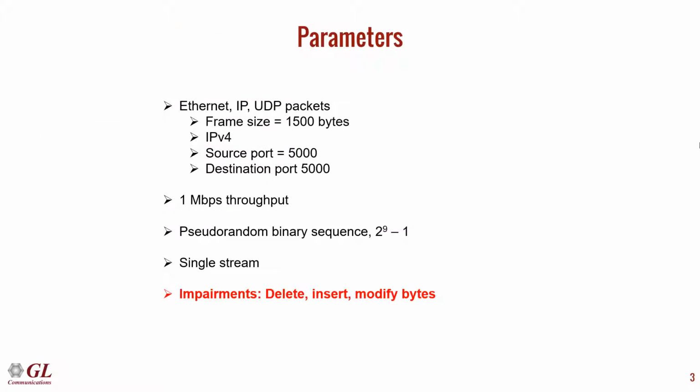The parameters for this test are as follows. We will send Ethernet frames, which will contain IP and UDP data. We will conduct the test at 1 megabit per second and use a pseudo-random binary sequence as our bit pattern. We will impair the traffic by deleting, inserting, and modifying bytes. Next, we will show the PacketCheck software.